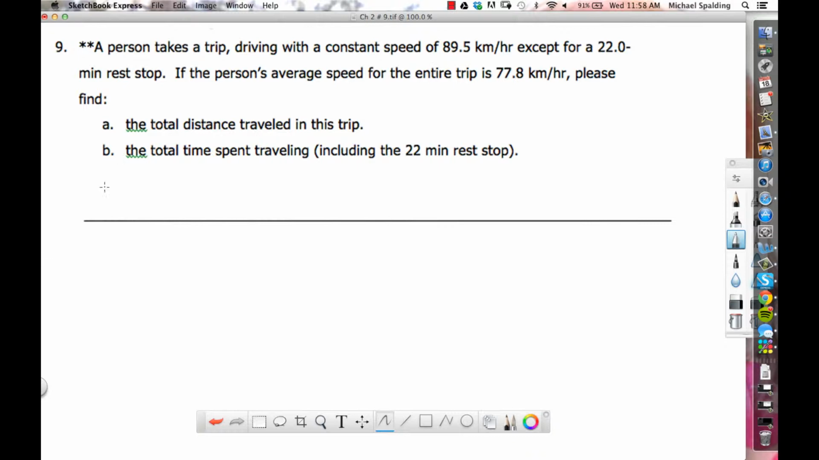Okay, so the first thing you always do is you set up a diagram. So what we have here is this person on a journey, driving with a constant speed of 89.5 kilometers per hour. So I'm going to label that as velocity. V is 89.5 kilometers per hour. And this person drives, and then somewhere along the way takes a rest stop. So I'm going to label this point right here as the rest stop. And I'm going to label the time of rest as TR. TR for time of rest.